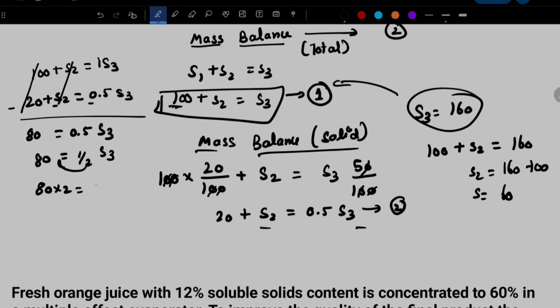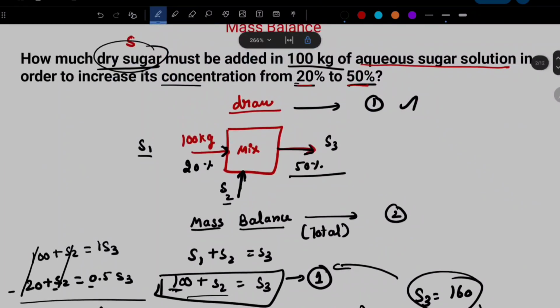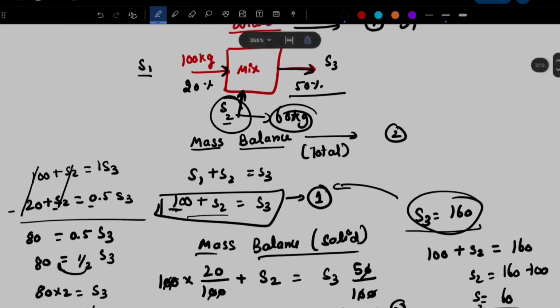80 into 2 is equal to S3. So S3 is equal to 160. So that's how I got 160, and I'm applying it in the first equation and I'll get 60. So that 60 is the S2. So what I need is S2. S2 is 60. Now 60 kg of sugar has to be added to make it to 20 to 50%. That's it. Now I have completed the first question.